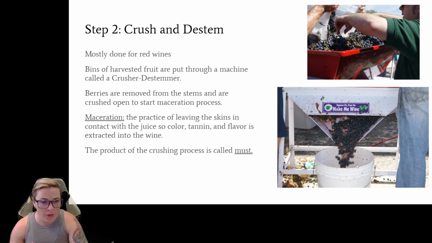Maceration is a very important vocabulary word here. It's the practice of leaving skins in contact with the juice, so the color, tannin, and flavor can be extracted into the resulting product, right? Also, it is important to note the vocabulary word for what we call this product after the red grapes have been crushed and destemmed. It's called must. This is now called must.